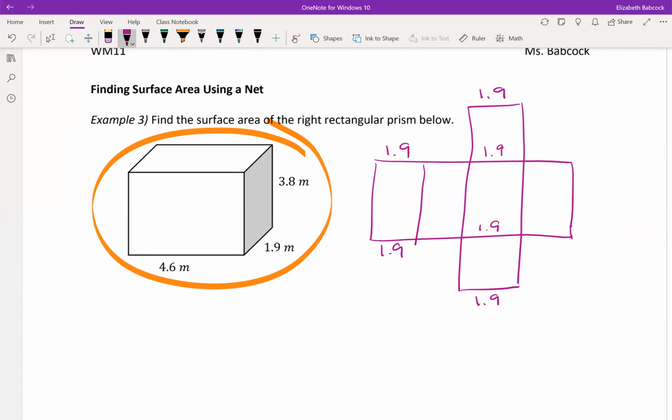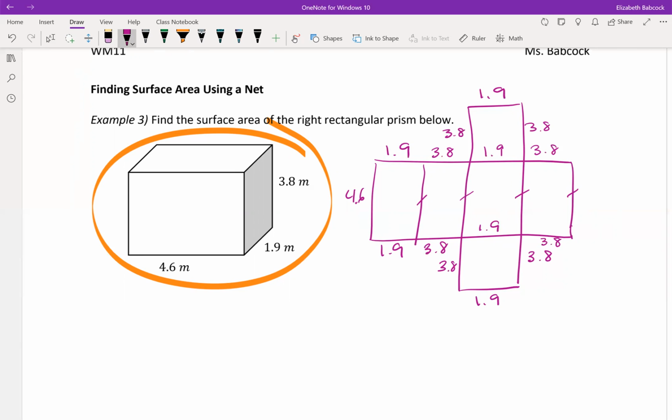Then we are looking at this is 4.6, which means this is 4.6, and this is 4.6, and this is 4.6, and this is 4.6. That means that every side left is 3.8. So 3.8, 3.8, 3.8, 3.8, 3.8, 3.8, 3.8.